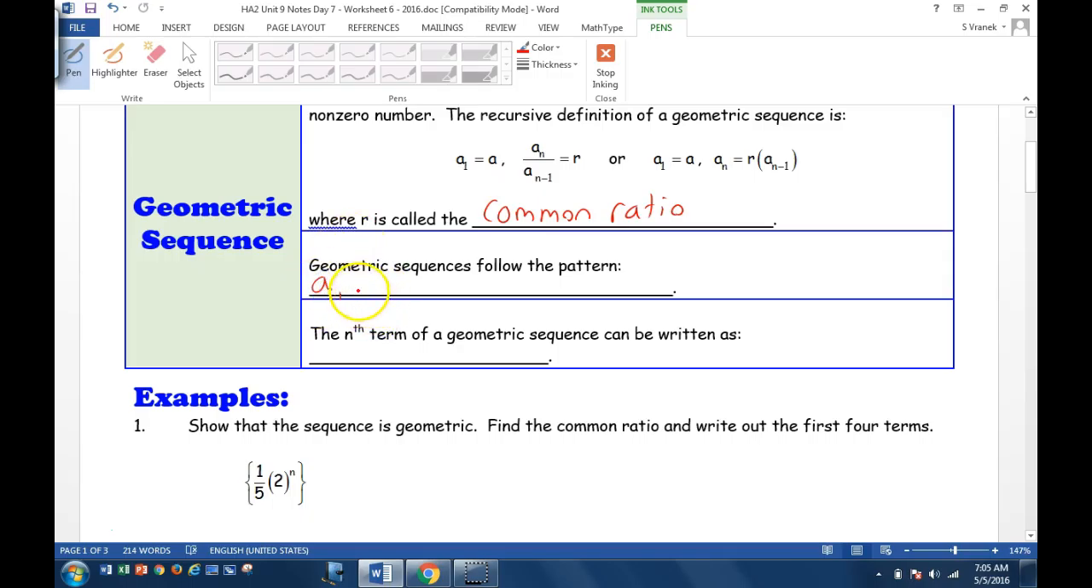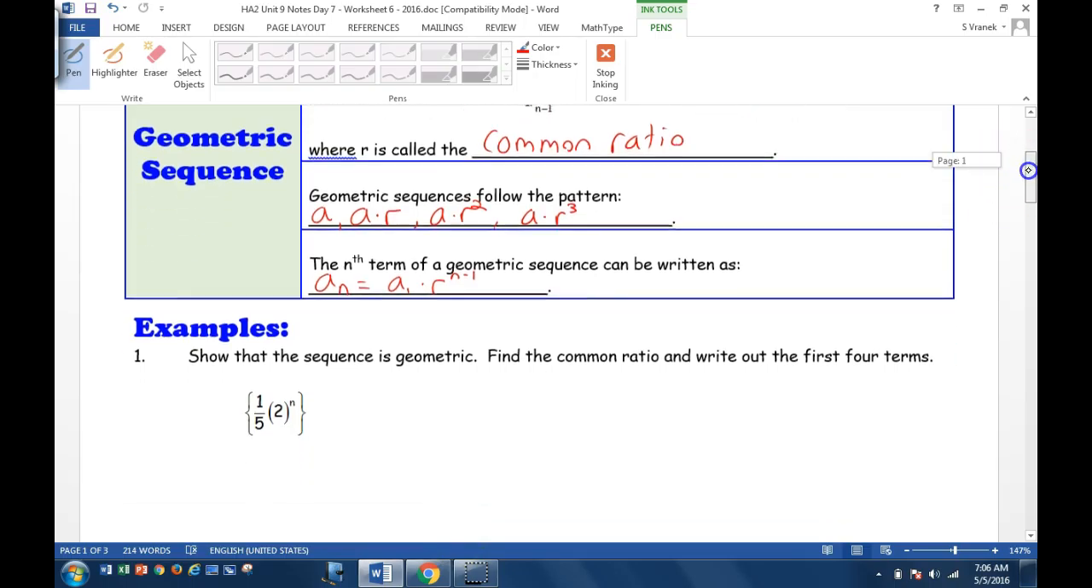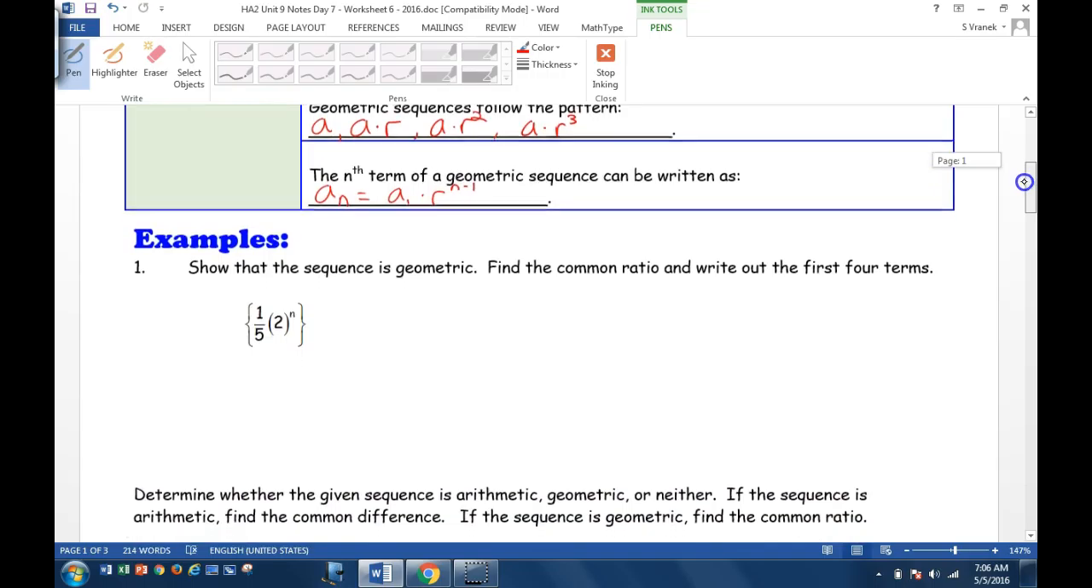A geometric sequence follows this pattern: a, then a times a ratio, then a times the ratio squared, because we have another ratio we're putting there, and so on and so forth. So it's a times 3 ratios to get to the fourth term. That means the pattern becomes a sub n equals the first term times r to the n minus 1. Okay? So that's what happens with geometric, I'm sorry, that's the geometric pattern, unlike arithmetic.